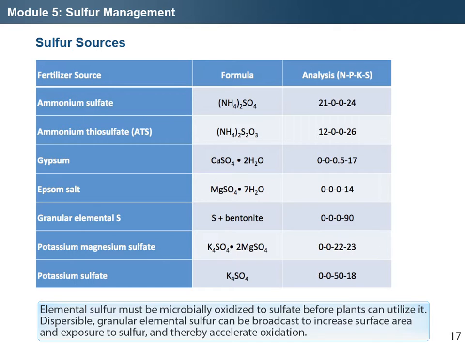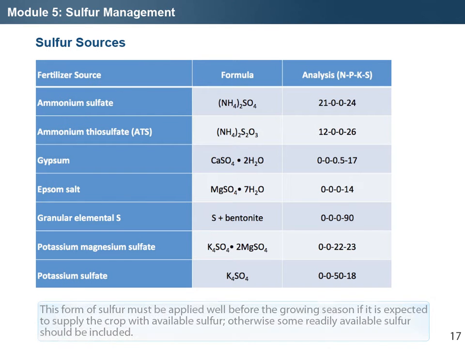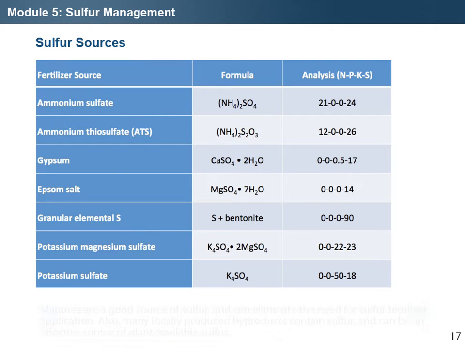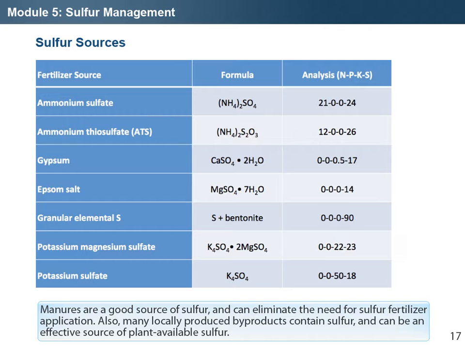Elemental sulfur must be microbially oxidized to sulfate before plants can utilize it. Dispersible granular elemental sulfur can be broadcast to increase surface area and exposure to sulfur and thereby accelerate oxidation. This form of sulfur must be applied well before the growing season if it is expected to supply the crop with available sulfur. Otherwise, some readily available sulfur should be included. Manures are a good source of sulfur and can eliminate the need for sulfur fertilizer application. Also, many locally produced byproducts contain sulfur and can be an effective source of plant-available sulfur.